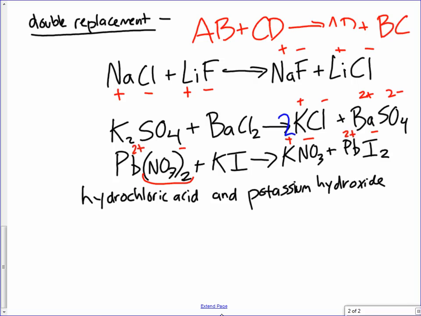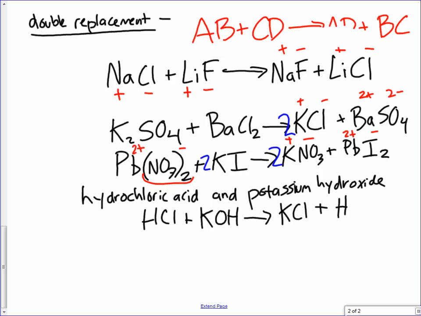We just need to balance. So to balance it, you put a 2 there and a 2 there. Okay, last one. Hydrochloric acid reacts with potassium hydroxide. Okay. Let's switch them up here. We have K and Cl, and we have H and OH. Okay, so let's look at our coefficients here and our subscripts.